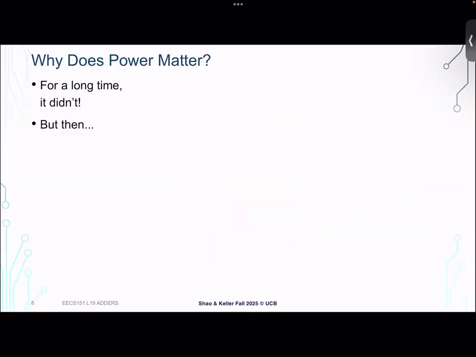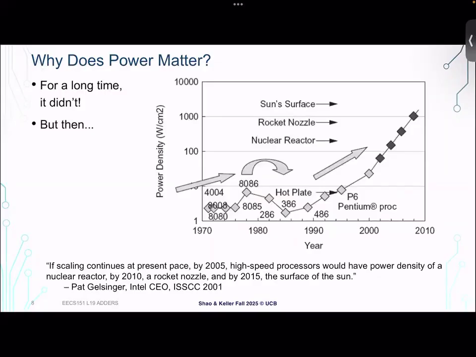It just wasn't a big concern. So why did it start to matter? Even before smartphones came around, people realized that trends were heading in a bad direction. So there was this famous keynote talk at ISSCC 2001, where Pat Gelsinger, who was at the time the CEO of Intel, showed this plot.